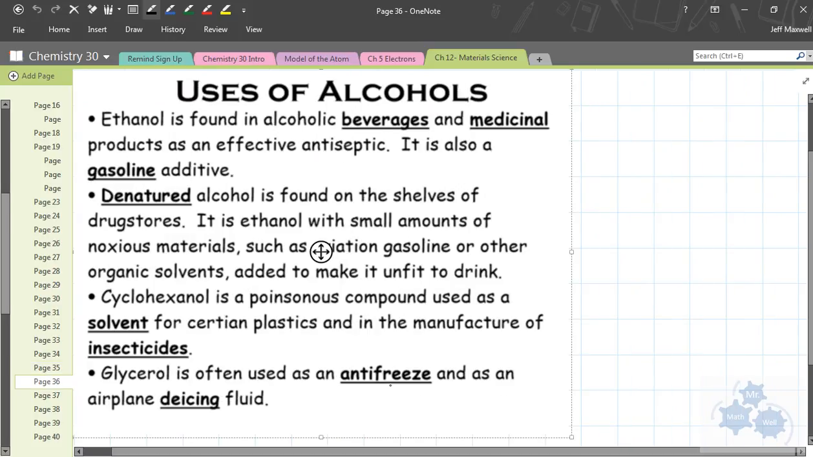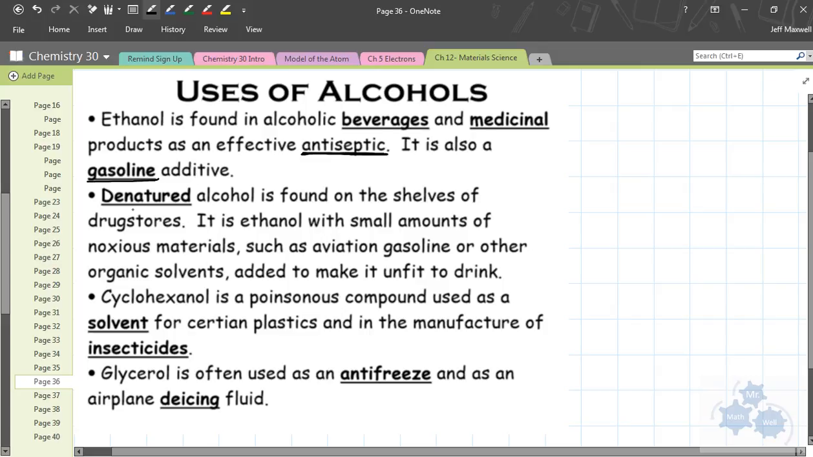Uses of alcohol: obviously ethanol is found in alcoholic beverages and medicinal products, and is useful as an effective antiseptic. So antiseptic, for cleansing and to help kill bacteria and stuff like that. And it's also a gasoline additive, as we mentioned at the pumps. You'll see, ethanol added.